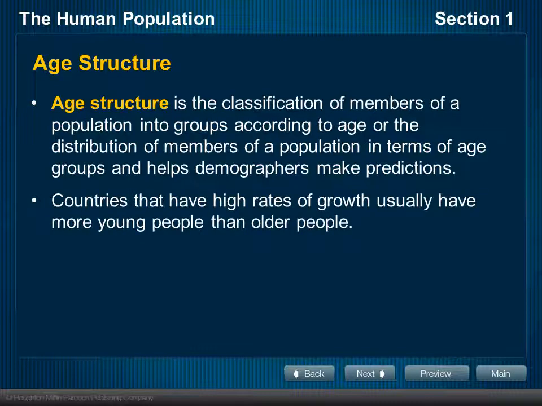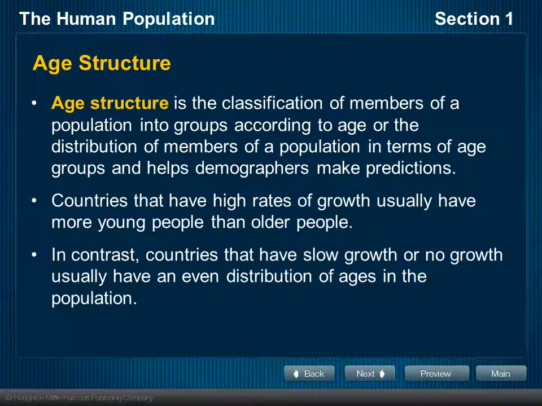We see that countries that have high rates of growth will have more young people than older people. And that is a trend that continues to hold true. And the opposite is that countries that have slow growth or no growth, their age distribution is pretty even, meaning across the board in different age groups, they all have about the same.